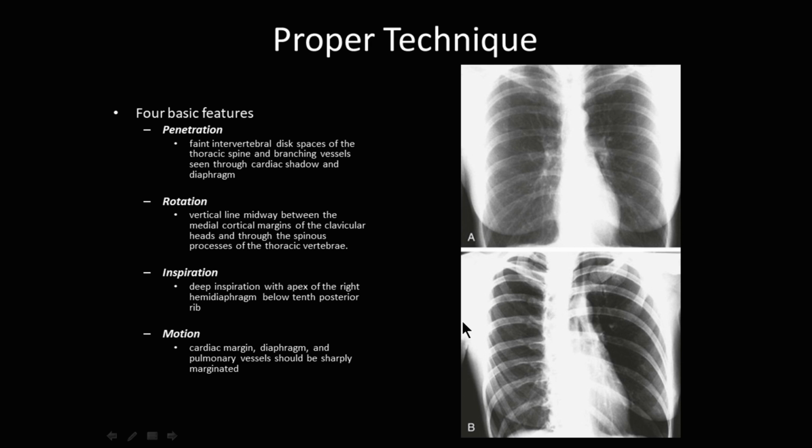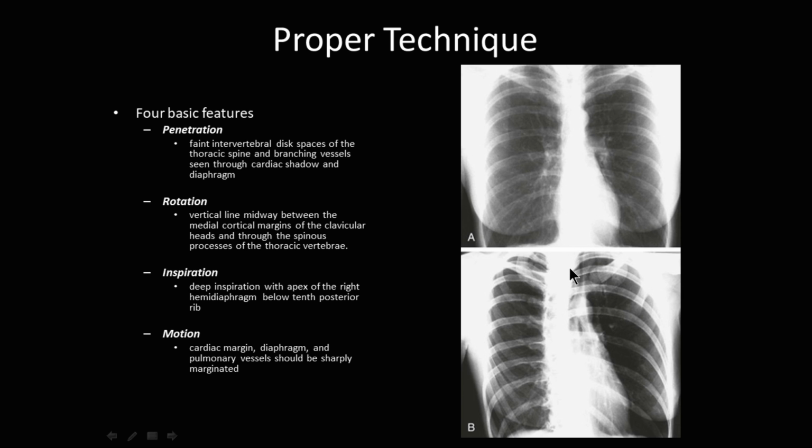So proper technique, 4 basic features of the technique. You want to look at penetration, rotation, inspiration, or motion. So penetration is whether or not you are able to penetrate into the person adequately. You'll see here that there are faint intervertebral disc spaces of the thoracic spine and branching vessels seen throughout the cardiac shadow and the diaphragm. That shows that you had adequate penetration of the x-ray.